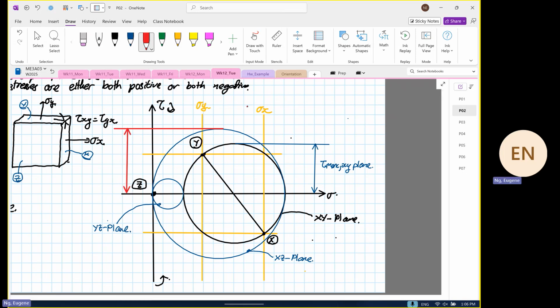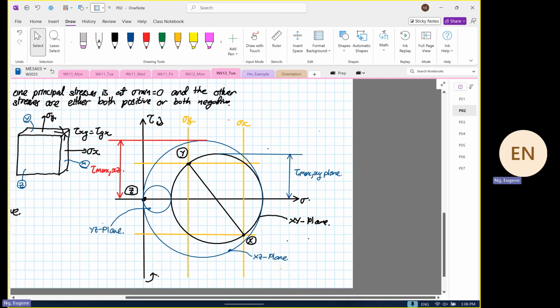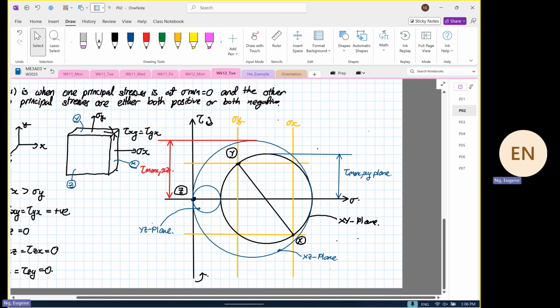So this is where we have our shear max for the XZ plane. Okay, that's where tau max will occur. So this is where we are going to calculate what is our maximum shear stress. Okay, I'm going to copy this whole thing because I need this diagram over here, and I'm going to go to the next page.